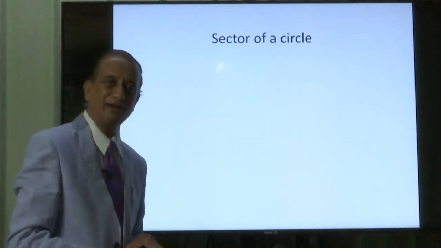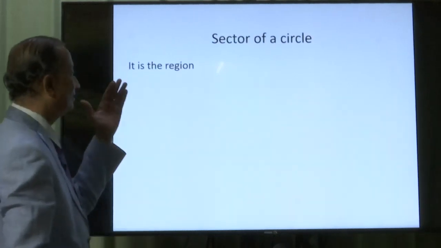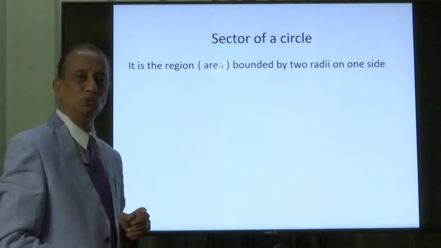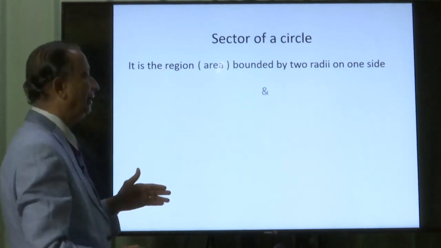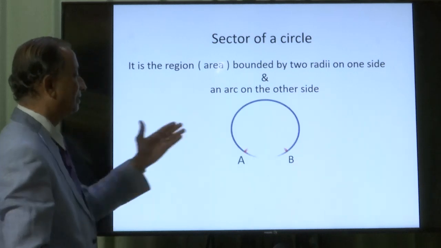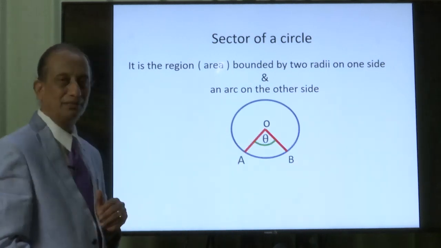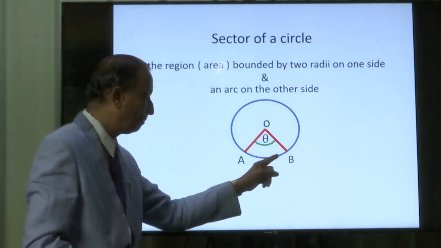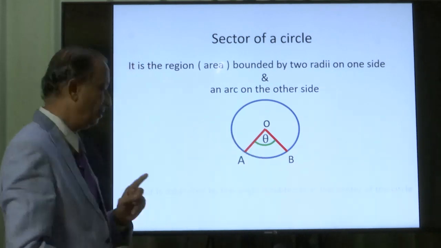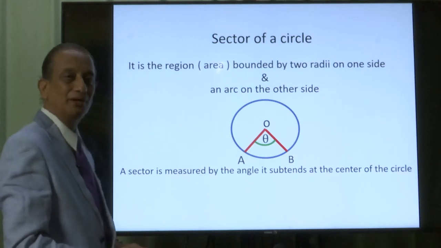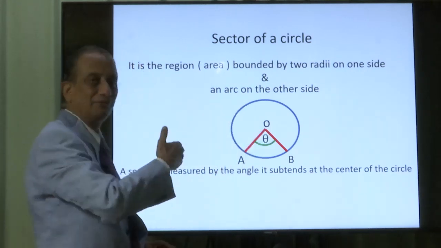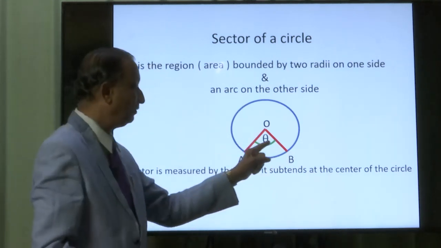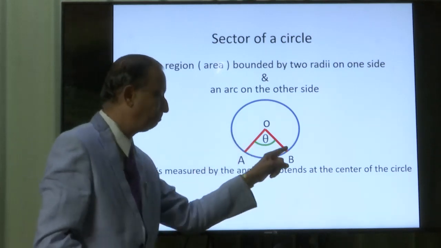So, is it possible to define what is a sector of a circle? Yes. A sector of a circle is nothing but the region, that is the area bounded by 2 radii on one side and an arc on the other side. Such a figure is called the sector of a circle. Now, here the angle at the center subtended by this arc, let us call it theta. Using this angle, we are going to measure the area, the length of the arc, and many other things that can be easily calculated using the angle at the center subtended by this arc.